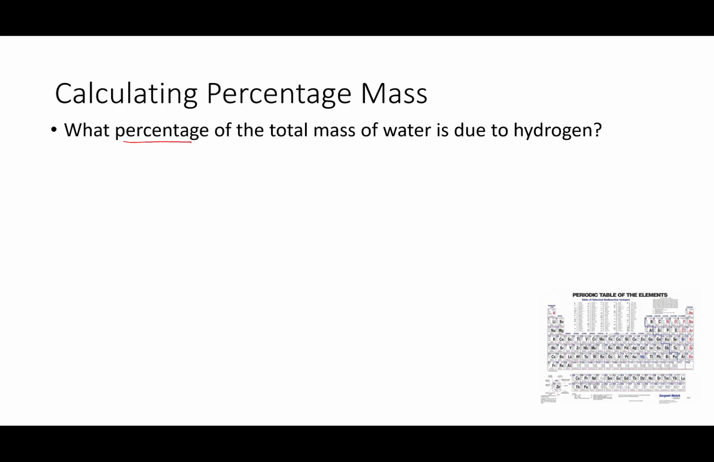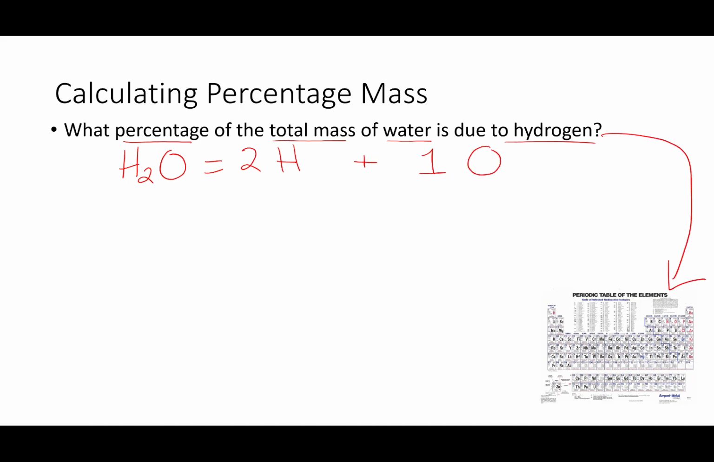What percentage of the total mass of water is due to the mass of hydrogen? So we're going to go back and we have to find the molecular mass of water. Water is H2O, so that means 2 hydrogen atoms and 1 oxygen atom. We're going to look on our periodic table for those atomic masses.